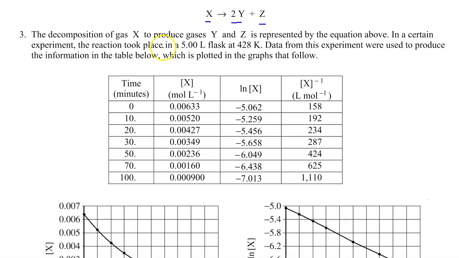All right, so the decomposition of gas X produces gases Y and Z is represented by the equation above. In a certain experiment, I guess this one, the reaction took place in a 5-liter flask at a certain temperature. Here's the data from the experiment. Now, this is a rate law question. Now, you may or may not recognize it.